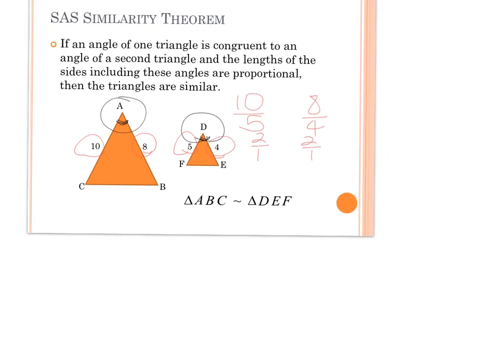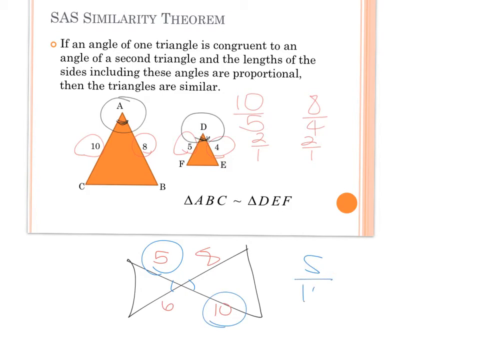So let's say that you had two triangles drawn, and we had 5, 10, 6, 8. I know from this diagram that these two angles would be congruent because they're vertical angles. And then if I put 5 over 10 and 6 over 8, they do not reduce to the same. So this would be 1/2, and this would be 3/4. So these triangles would not be similar.